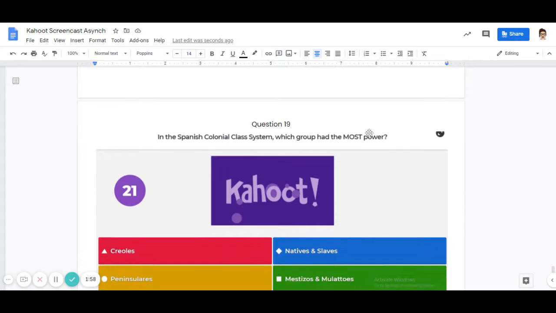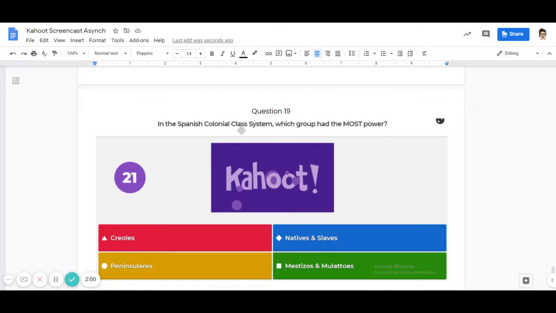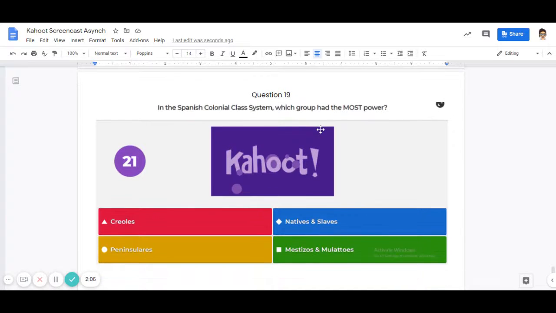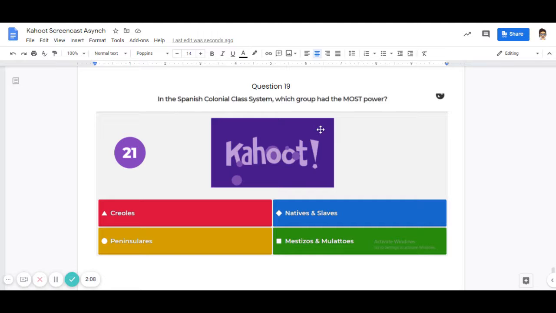Number 19, in the Spanish colonial class system, which group had the most power? So remember that pyramid that we drew in our notebooks that day we took a lot of notes. And the answer with the most power were your peninsulares. So the answer for this one was the yellow circle.